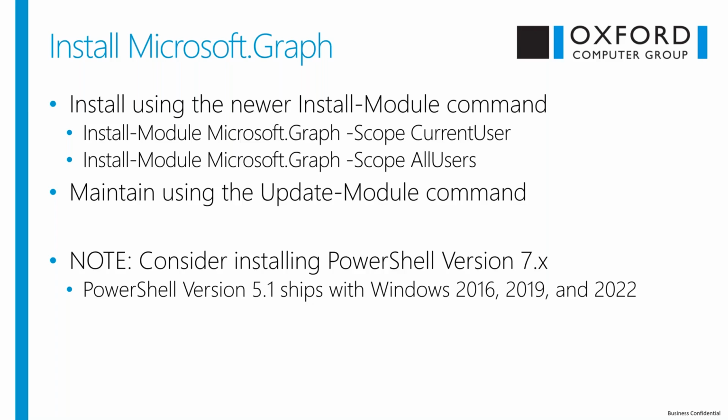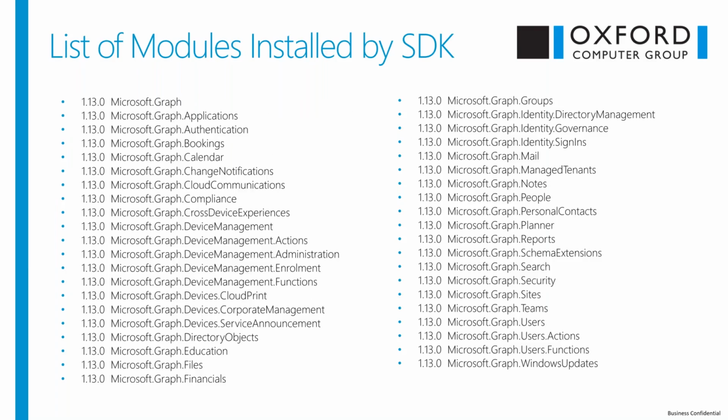To install Microsoft Graph, you want to use the Install-Module command that's available there. Scoping it, you can go to current user, or you can go to all users. And then with the same module, to update it, you will just run an Update-Module command, and that will go off and get the latest versions of everything available from the PowerShell Gallery.